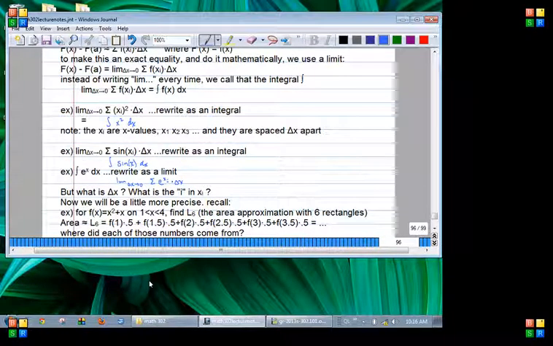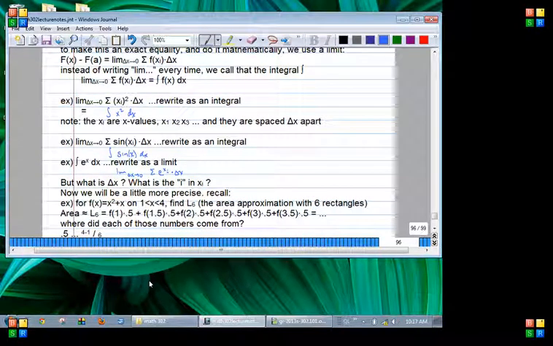Now, where do each of those numbers actually come from? Where do we actually get delta x is 0.5? How do you find that? 4 minus 1 divided by 6. Good. Next.